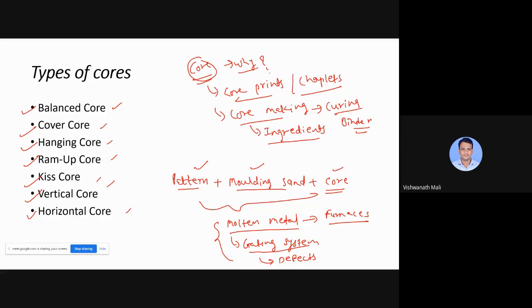we need to study. In tomorrow's class, we will study the furnaces, different types of furnaces which are used to prepare the molten metal. And once we finish, we will start the gating system. Once we study the gating system, we will study the numericals related to the gating system. And finally, we will study the possible defects in the casting. Right? And this is how we are going to finish our chapter.